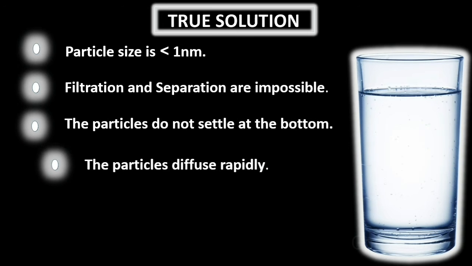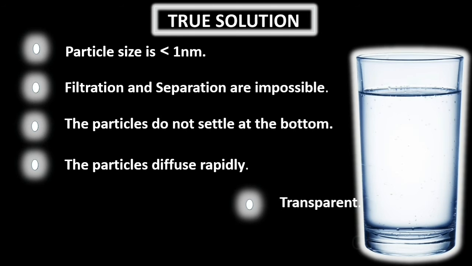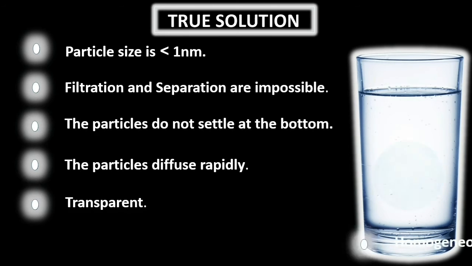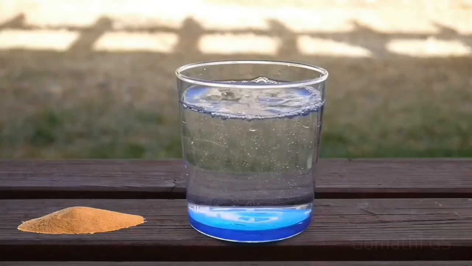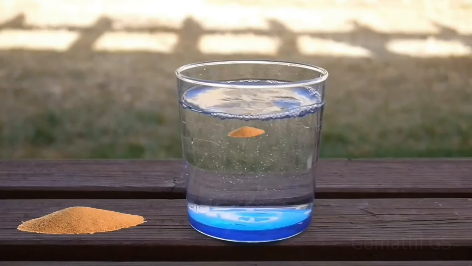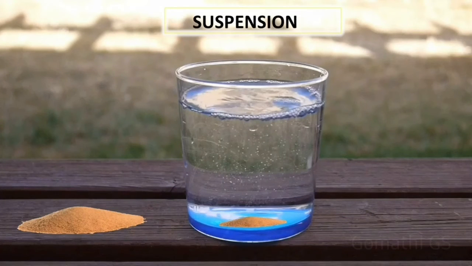As we know earlier, the nature of the solution is homogeneous and the particles do not settle at the bottom. We can't filter salt because the size of the particle is very small. Children, can you see the sand particles that settle at the bottom? This is said to be suspension.